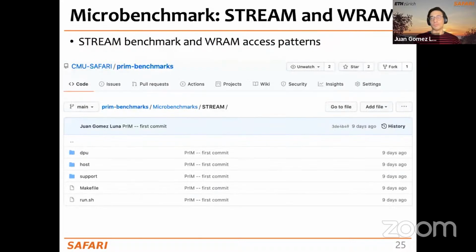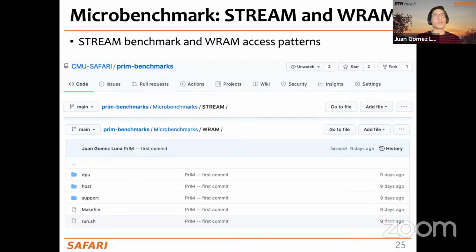Same as before, our code is publicly available. In our repository, we have the versions of the stream benchmark, and also the different experiments with different access patterns to WRAM.